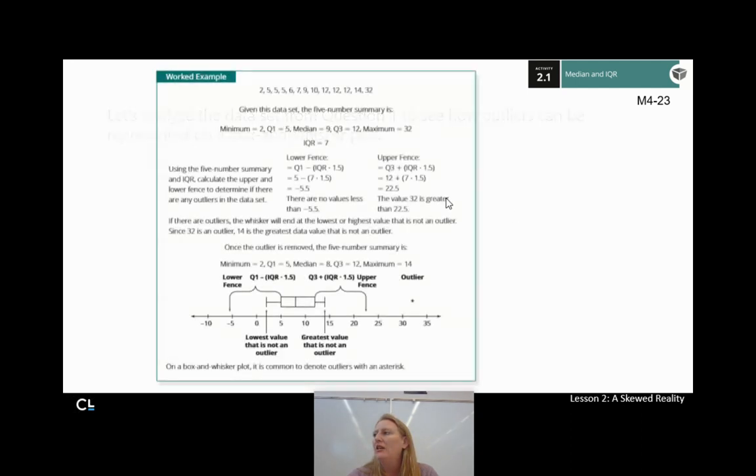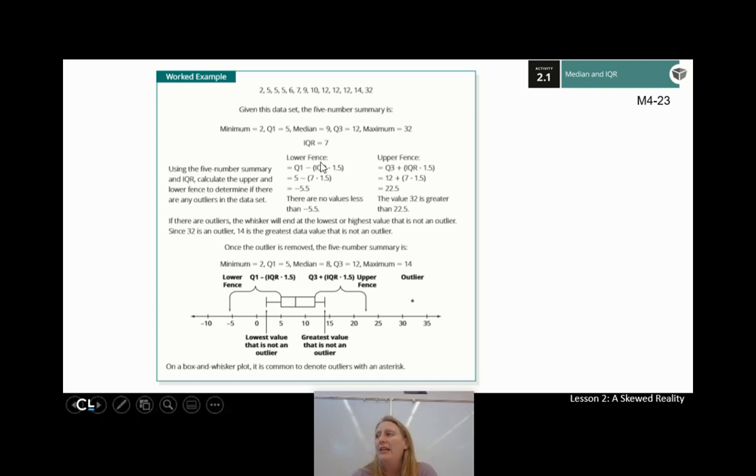So I have here this one, this is worked out for you. So this is what we're saying. We did our 5-number summary, right? 2, 5, 9, 12, and 32. We did that. We also calculated our interquartile range. We said that was 7, right? So here's how this works.